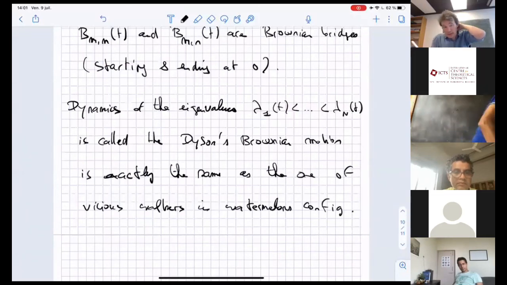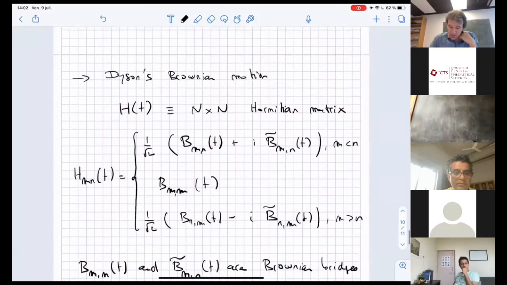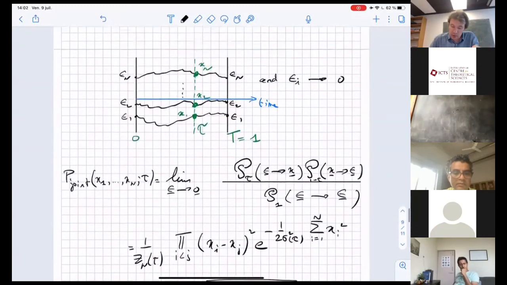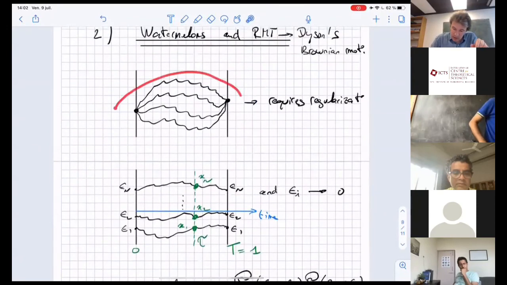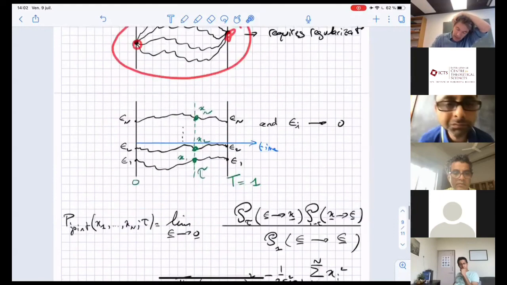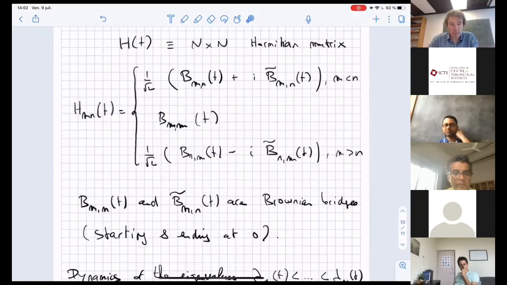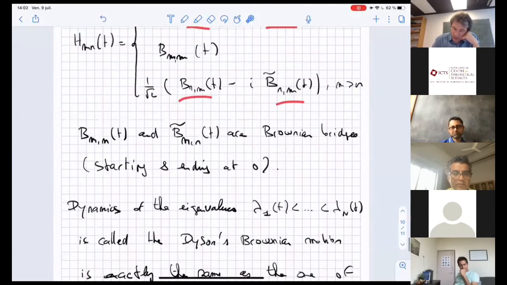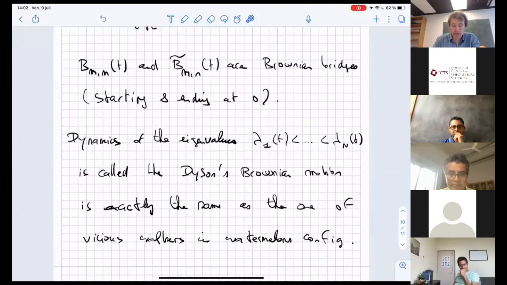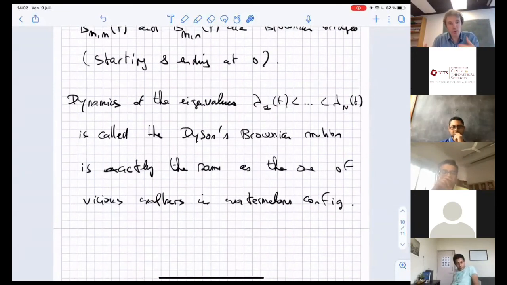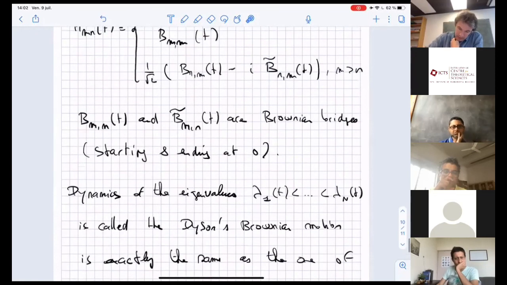So that gives you actually a very nice way to simulate these guys. You have a very nice way of simulating such trajectories where they should start and end at the same point. You just fill up this matrix here, and then it's quite easy, right? You just construct these Brownian bridges, and you look at the eigenvalues. And if you look at the dynamics of the lambda i's, which is called the Dyson's Brownian motion in this case, this coincides with these non-intersecting random walkers. So we arrived at this Dyson's Brownian motion that we have seen.